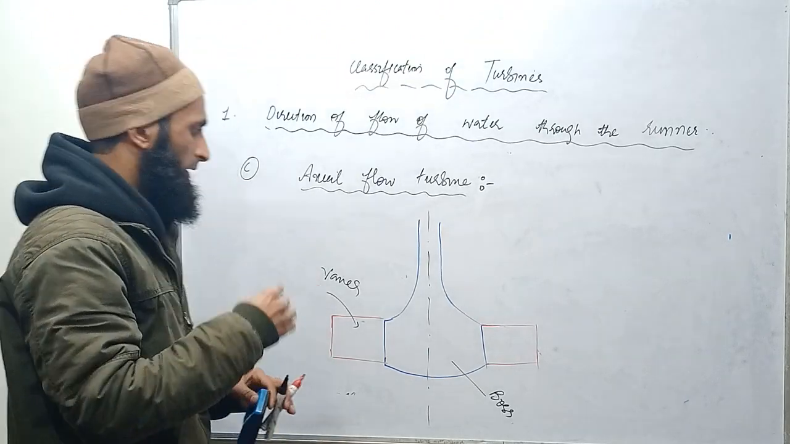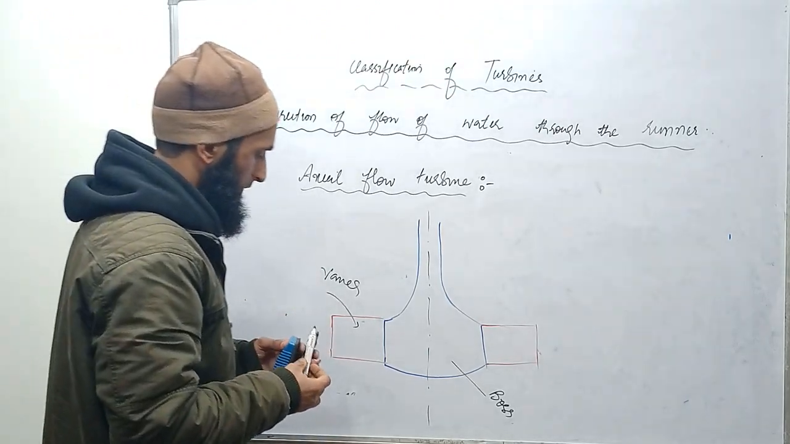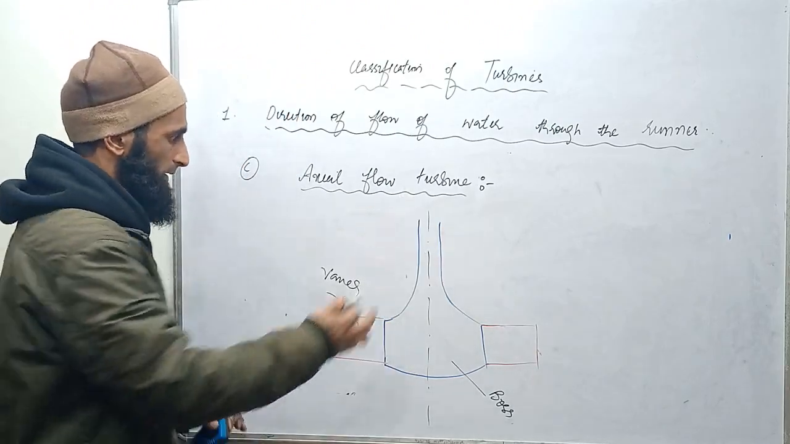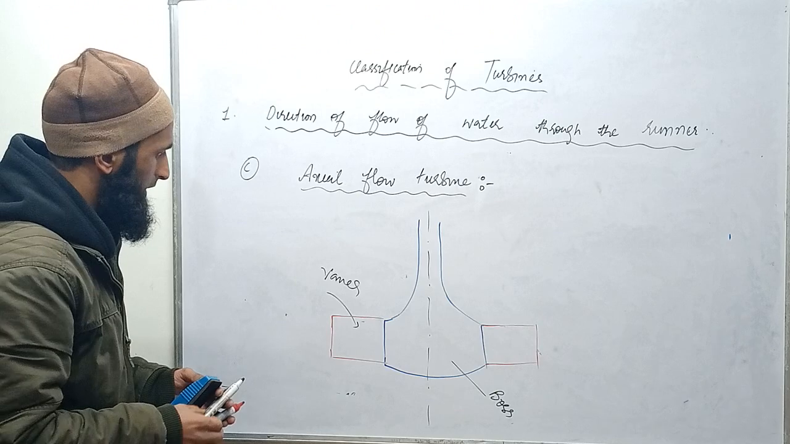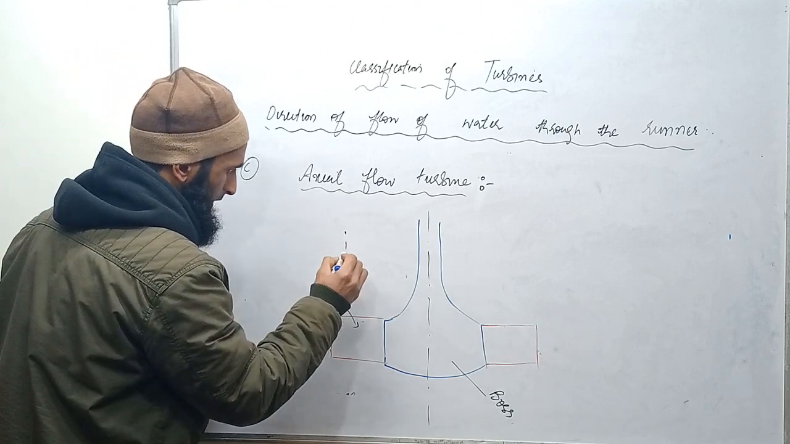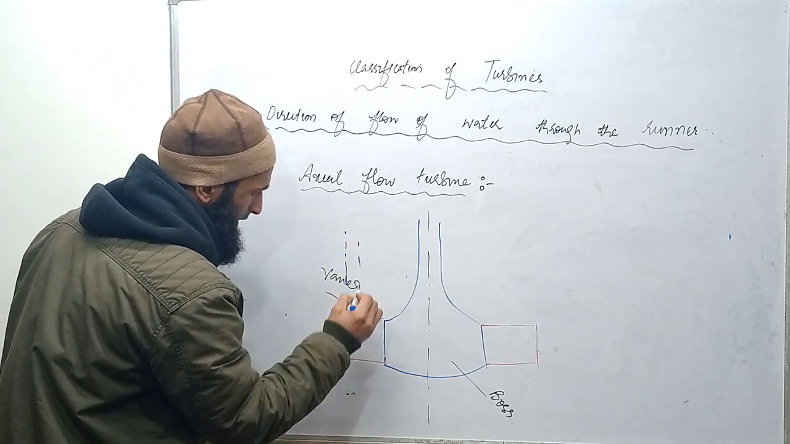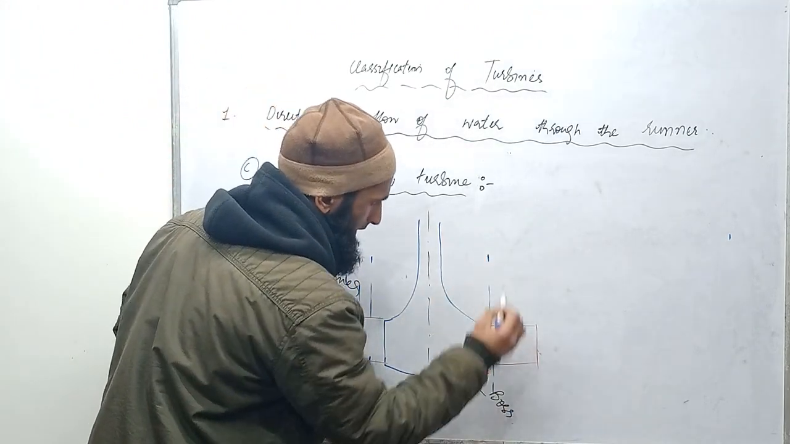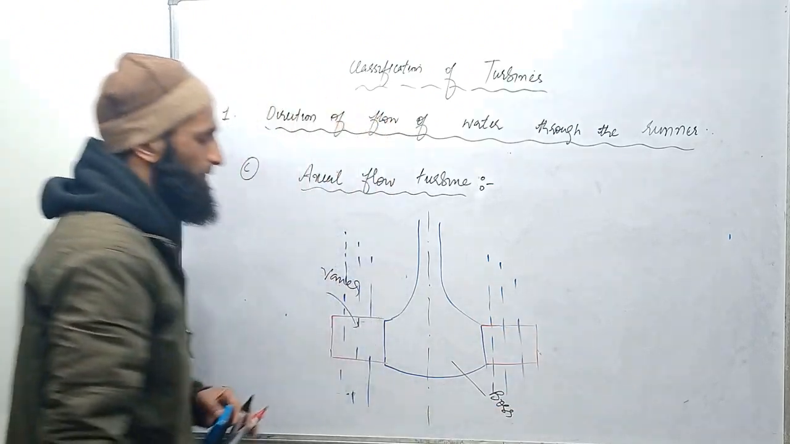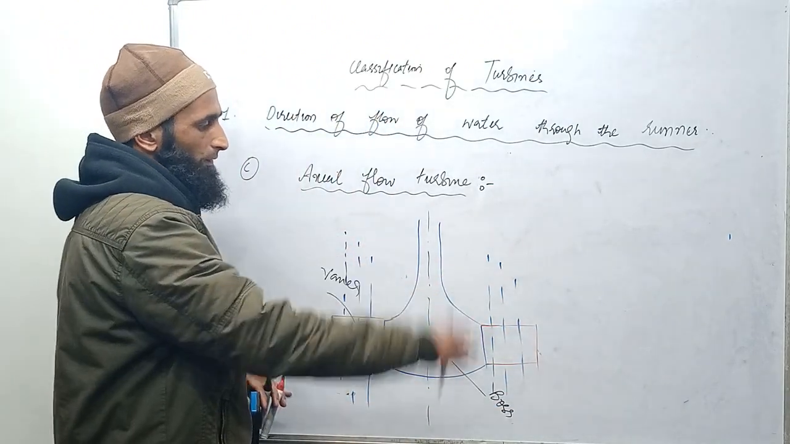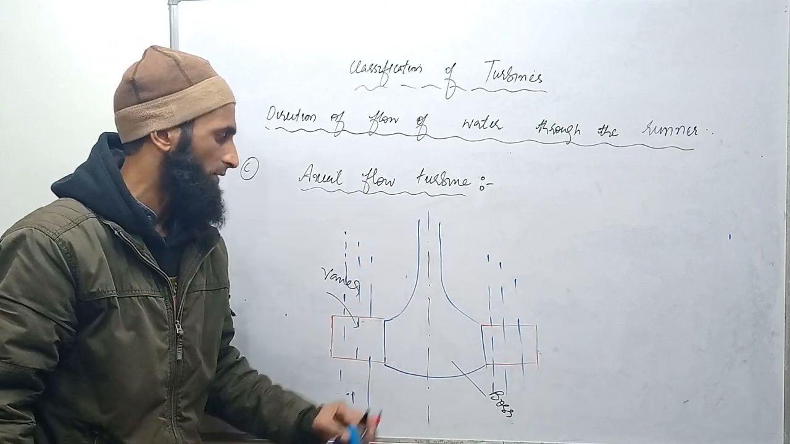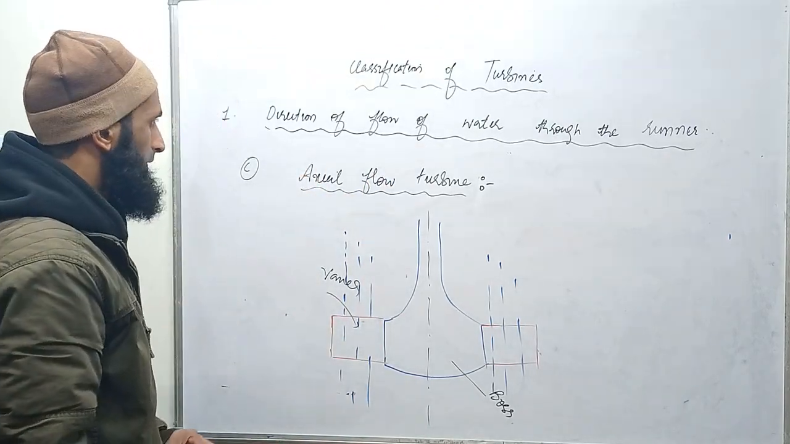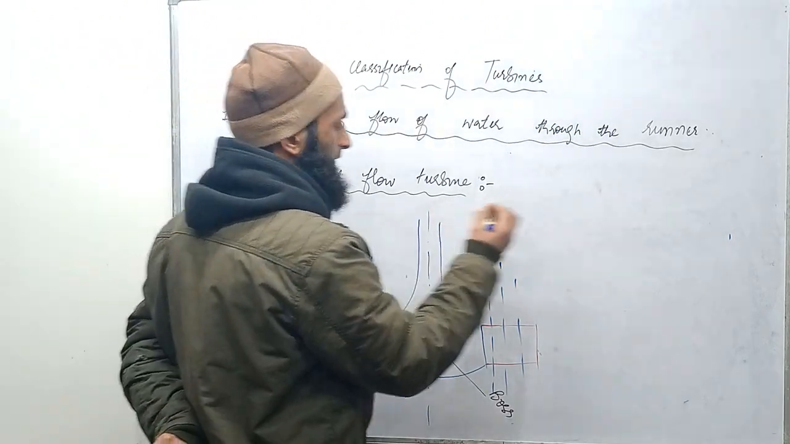So in this turbine, water flows through the runner parallel to the axis of the turbine. This is the axis of the turbine, and the direction of water flow is like this. So when the direction of flow through the turbine is parallel to the axis of the turbine, that turbine is known as an axial flow turbine.